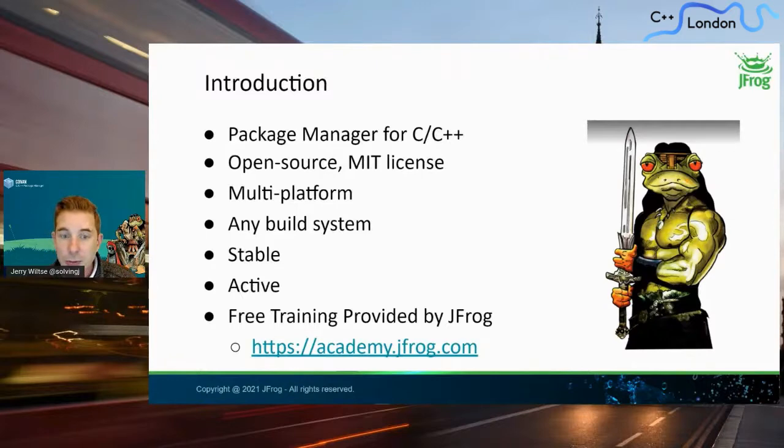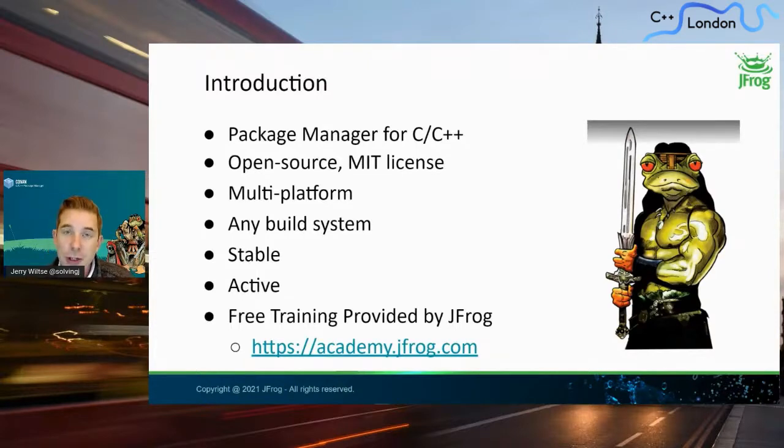Conan is stable, which means that there are not breaking changes within major versions. That is to say, packages built with any Conan 1.x version will continue to work for all future 1.x versions after that. If there's a breaking change to the model, it won't be until Conan 2.x is released.